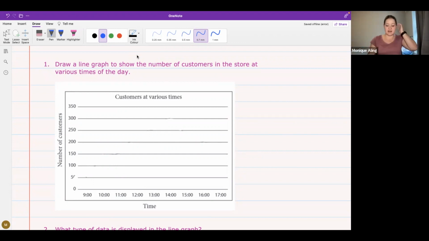Okay, but let's start by plotting these points. The first point is at 9 o'clock and 50. So we line up 9 o'clock and 50, and the first point is over there. Then 10 o'clock and 140, which will be just below the 150 line. 11 o'clock is 150 on the dot. Then we have 12 o'clock and 230, so above the 200 line, just past halfway between 200 and 250. 1 o'clock is on 250.